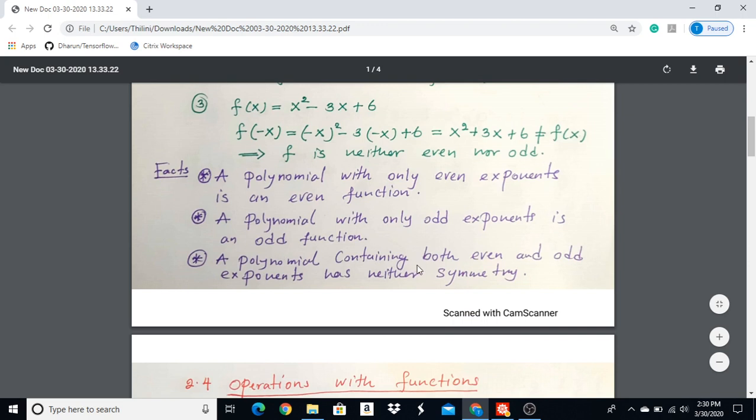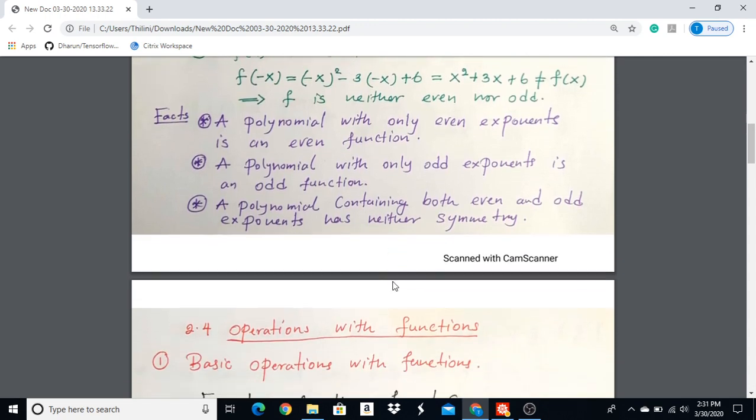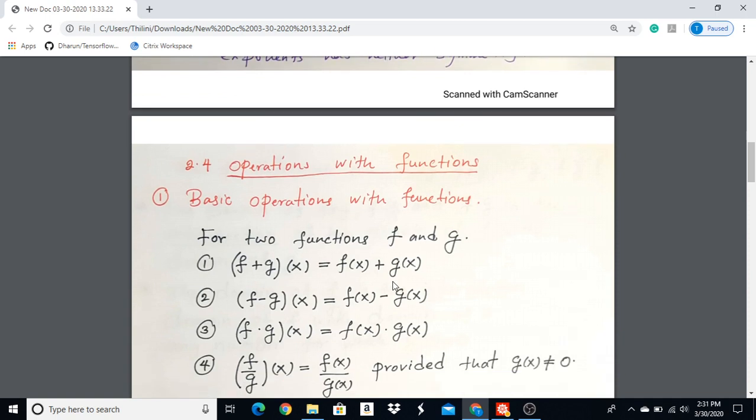And if the polynomial contains both odd and even powers, like this, here this is an even power and we have an odd power, so it contains a combination of both, then that polynomial is neither odd nor even. So that is the last topic in section 3. Now let's move on to section 4.